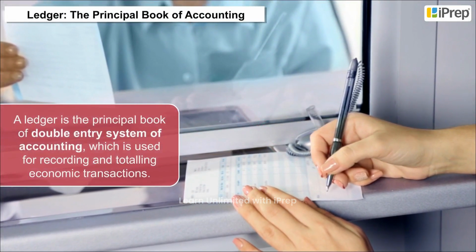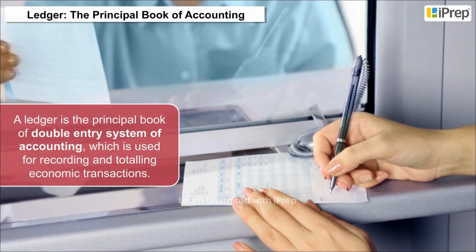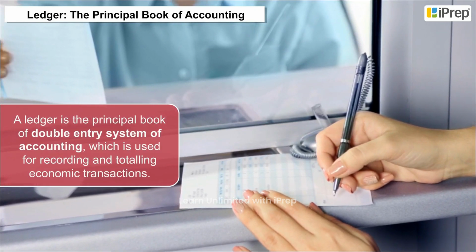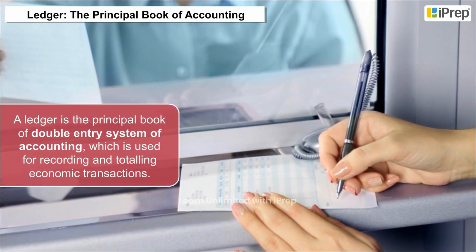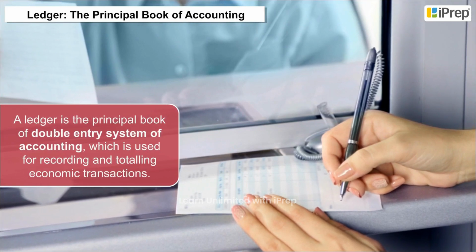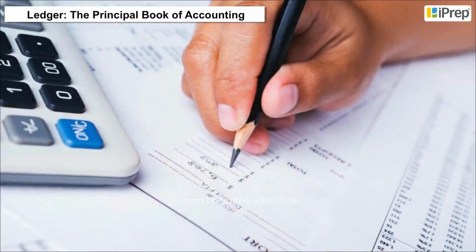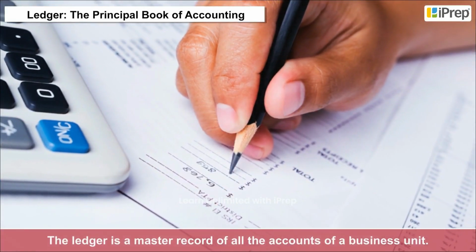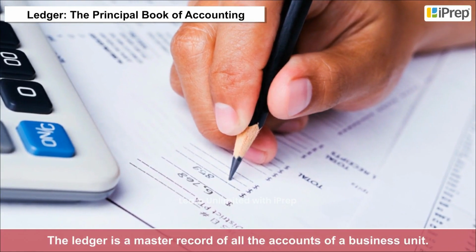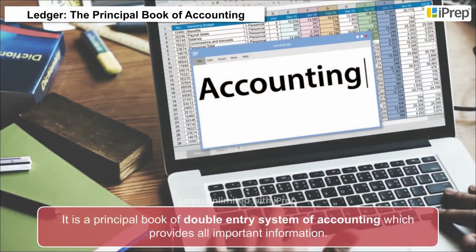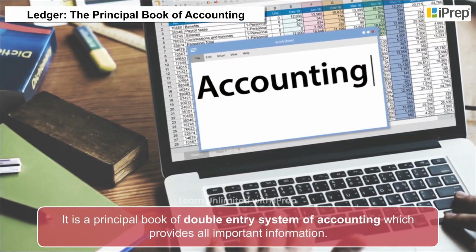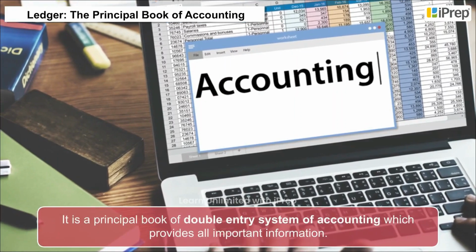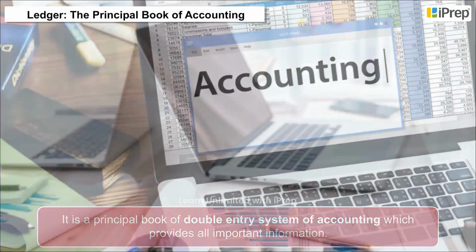A ledger is the principal book of the double-entry system of accounting, which is used for recording and totaling economic transactions. The ledger is a master record of all the accounts of a business unit. It is a principal book of the double-entry system of accounting which provides all important information.